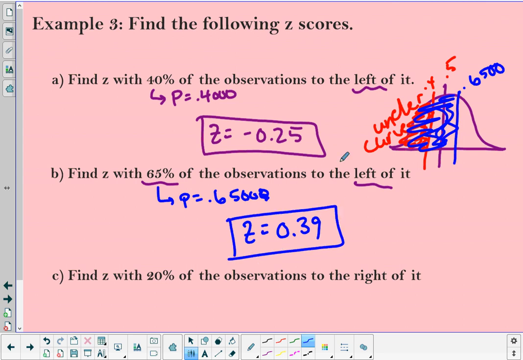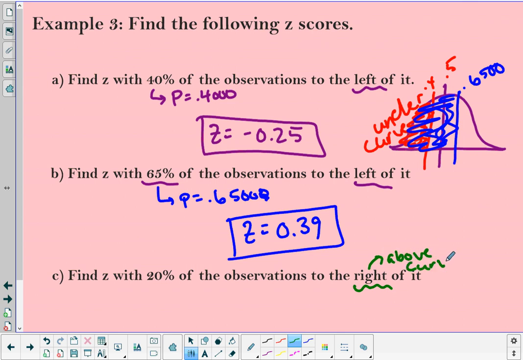Okay. So under the curve, or to the left of the curve, to the bottom, less than, any way you think of it, it's underneath whatever your line is for the probability. When we look at part C, it says find the z with 20% of the observations to the right of it, which is above the curve. So here's how that changes things.